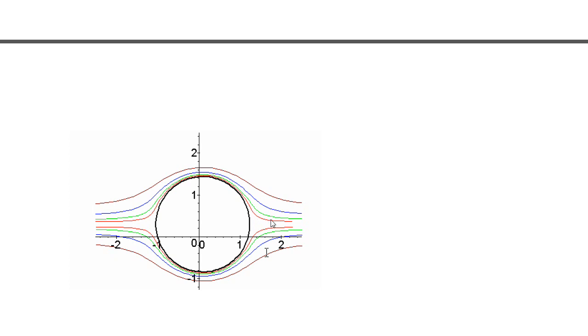This is a streamline corresponding to k equal to 0.1. This is 0.2, this is 0.3, and this is k equal to 0.4. All the other values here are negative values of k. So here I have the value k equal to minus 0.1, and this is minus 0.2, and so on.